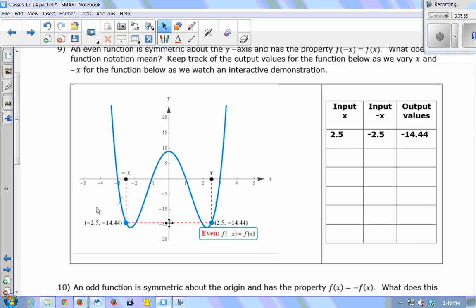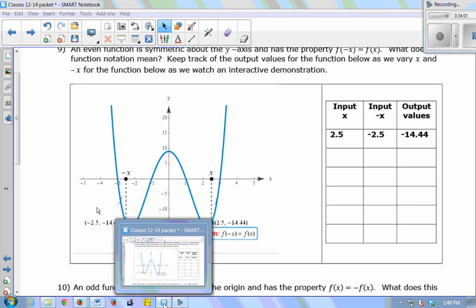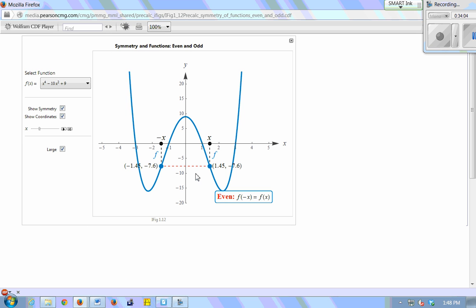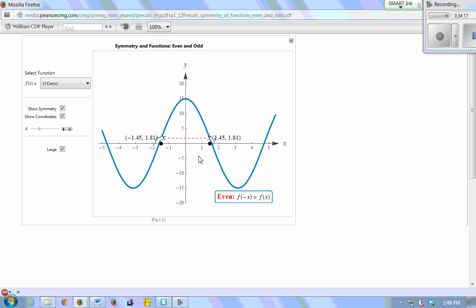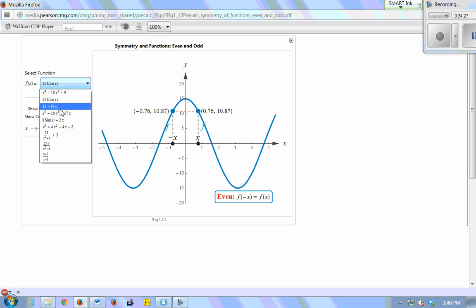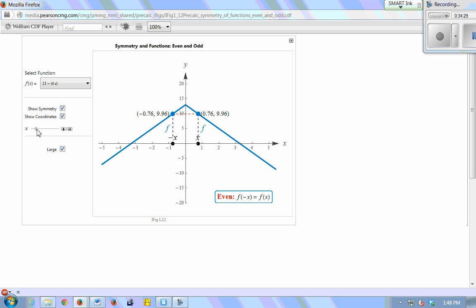And the way you can spot an even function is if it has y-axis symmetry. Right? So for an x over here and an x over here, you have the same y. That means that it has to have y-axis symmetry. So let's see, here's another even function. It's got y-axis symmetry. As I move my x's around, the y's are always the same. Here's another one. Got y-axis symmetry. For a positive x and a negative x, you always have the same y value.